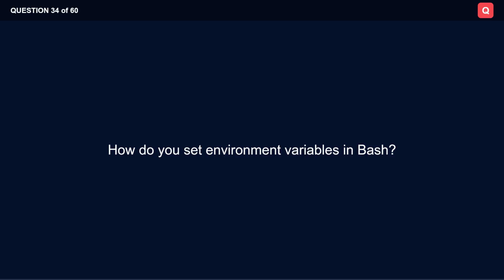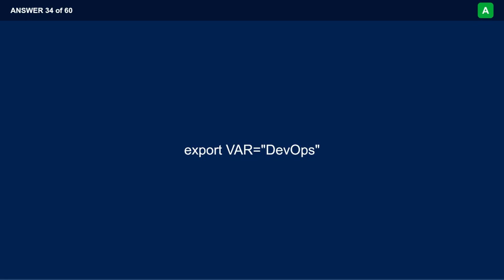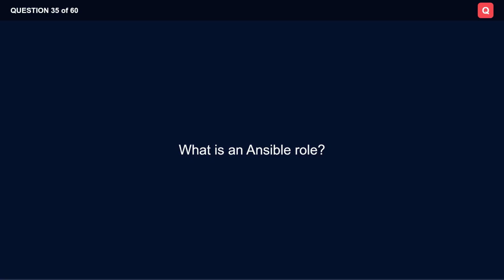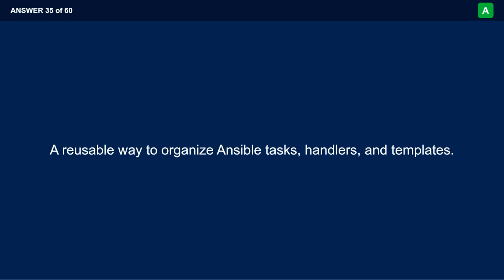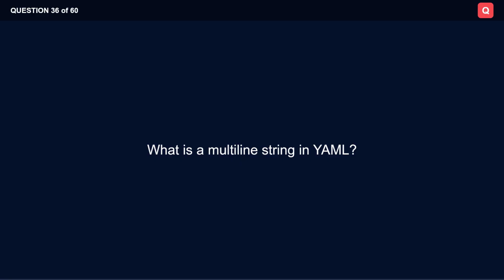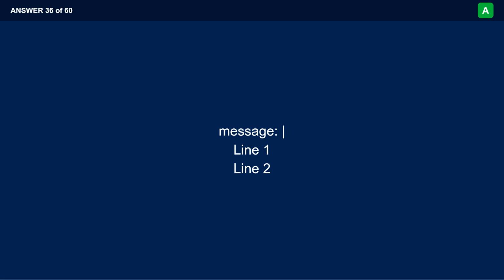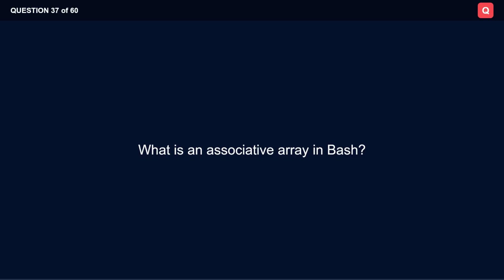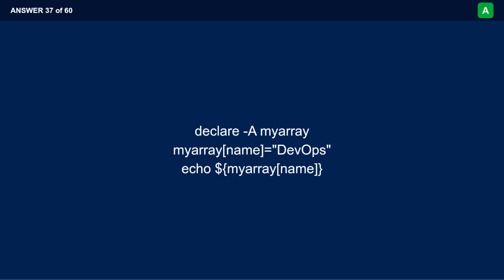How do you set environment variables in Bash? export VAR=DevOps. What is an Ansible role? A reusable way to organize Ansible tasks, handlers, and templates. What is a multi-line string in YAML? message: | line 1 line 2. What is an associative array in Bash? declare -A myarr; myarr[name]=DevOps; echo ${myarr[name]}.